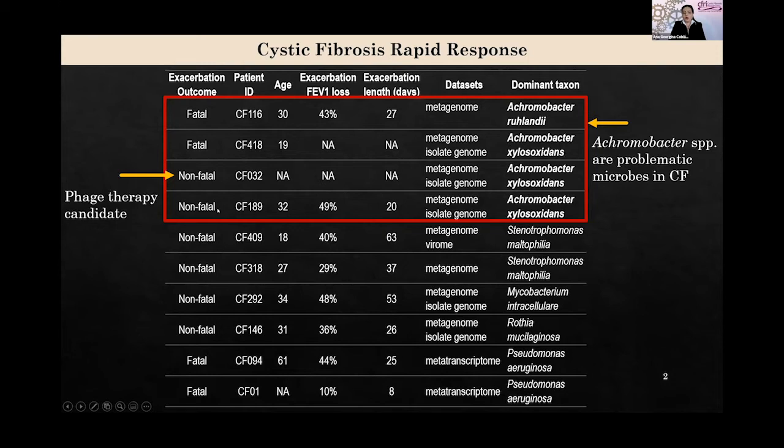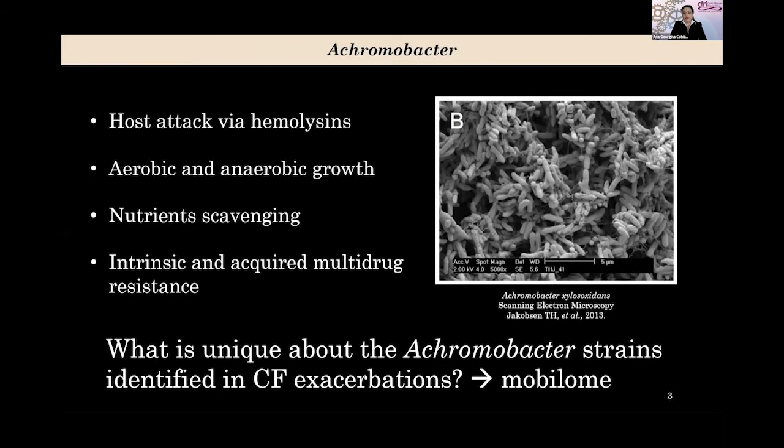We also observed two other exacerbations, one for patient CF032, which is the patient that we're currently following with the hope to apply phage therapy. So yes, we know Achromobacter dominance in cystic fibrosis is a problem. Why is that? We don't know the exact answer, but here is a scanning electron microscopy image of Achromobacter growing.